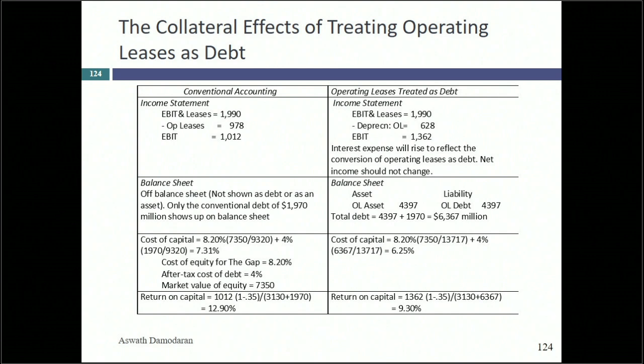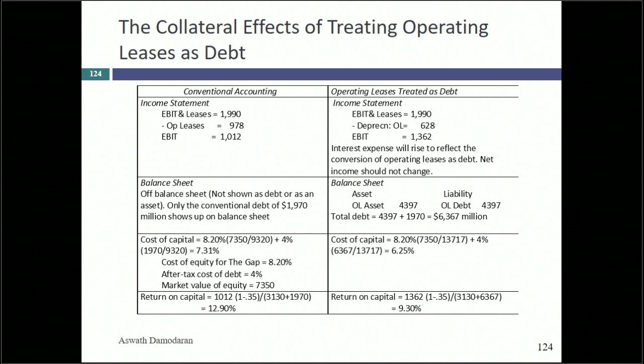I said I would have to do a full valuation, but I can give you a snapshot of what's going to happen. One measure of how good a company is, is the spread the company earns between the return on capital and its cost of capital. So that's what you're earning. Right now, before my adjustment, the spread is about 5.5%, 12.9 minus 7.31%.